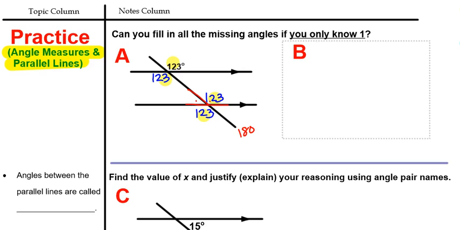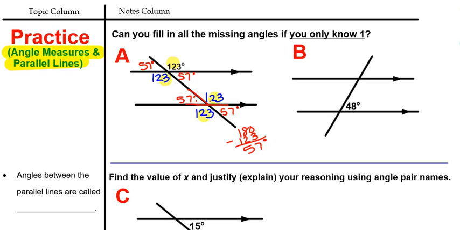If I calculate 180 minus 123, I have 57 degrees. It turns out all of these angles that are left are going to be 57 degrees. So the nice part about these parallel lines is there really are only going to be 2 different sized angles, and you just have to figure out which ones are which.